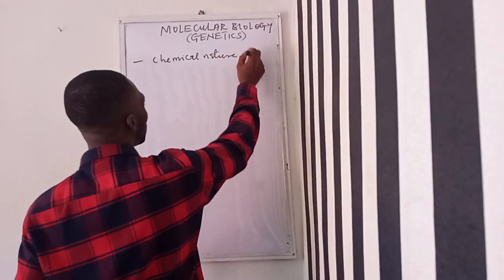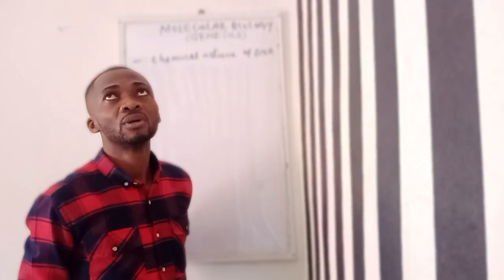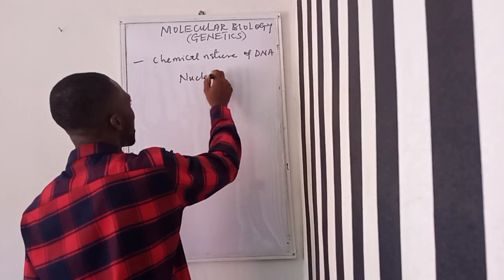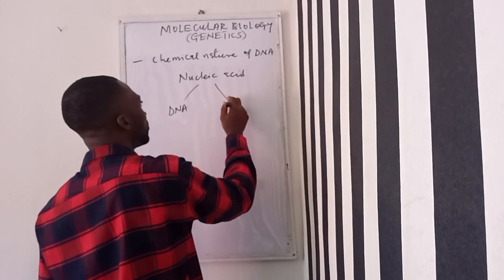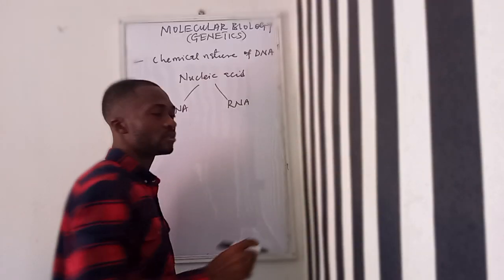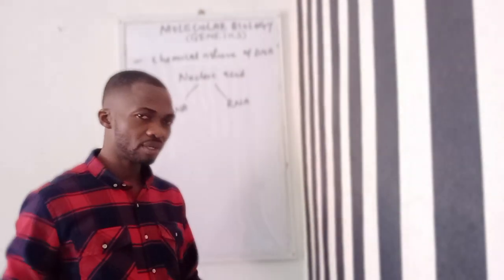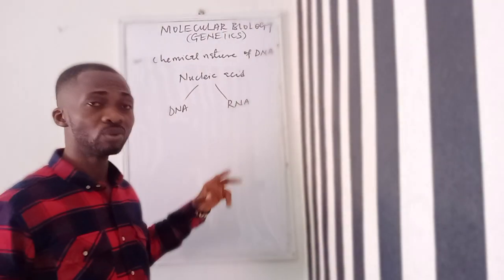the chemical nature of DNA. When we talk about DNA, we are talking about the nucleic acid. We have two different types of nucleic acid: we have the DNA, and we have the RNA. These are the two naturally occurring nucleic acids. Other examples that are synthetic abound, but these are the two naturally occurring nucleic acids.